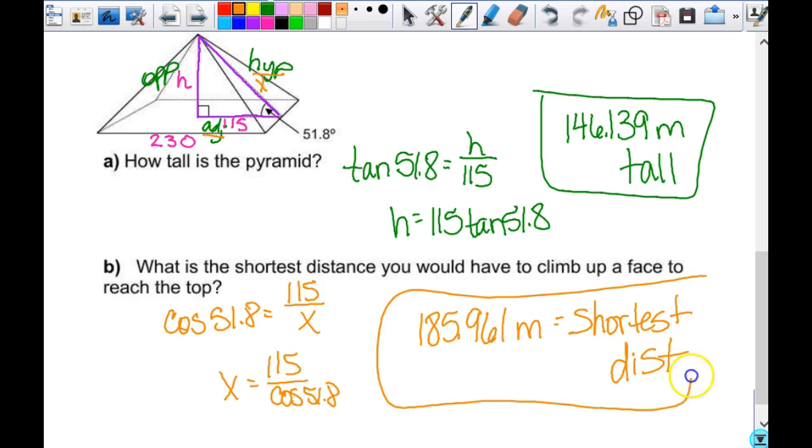Remember, you don't want to just say that x equals that, because nobody asked you for x. They asked you for the shortest distance. So you have to make sure that you're showing that you know what your answer means in the end, not just that you can do some math and get a number. Okay? Any questions at all? We good? Awesome.